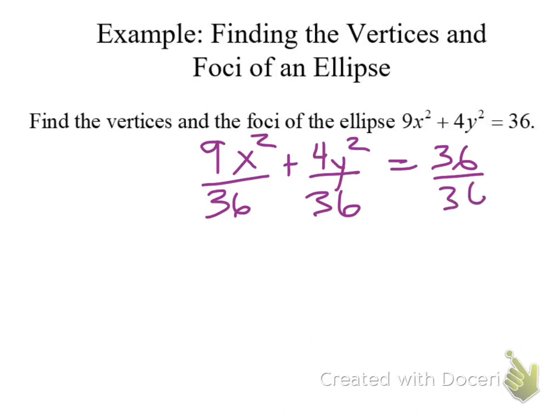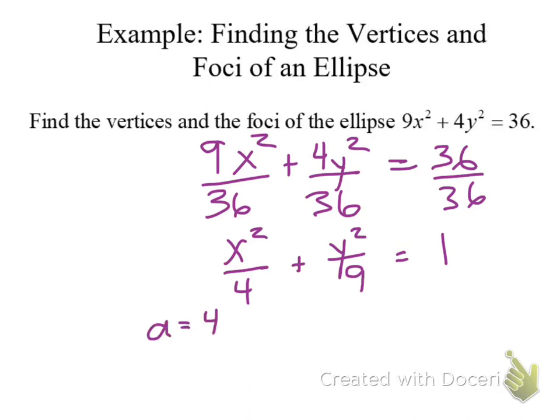Because then I will get that this equals 1. So this gives me x squared over 4 plus y squared over 9. Okay, so I know that my little a is 4 and my b is 3. A is not 4, a is 2. I forgot to square root it.